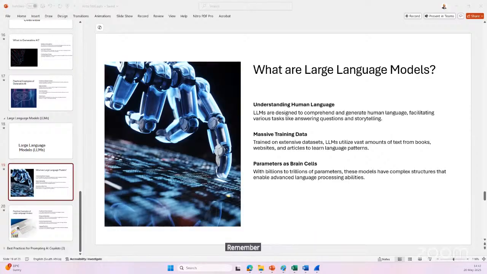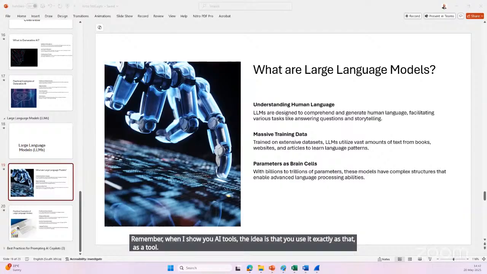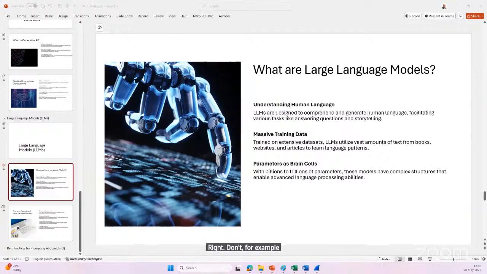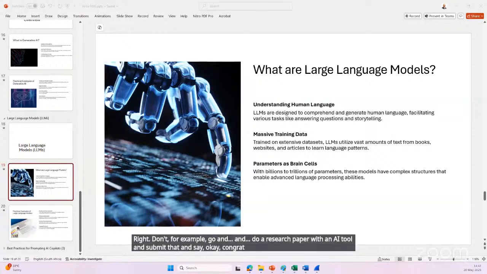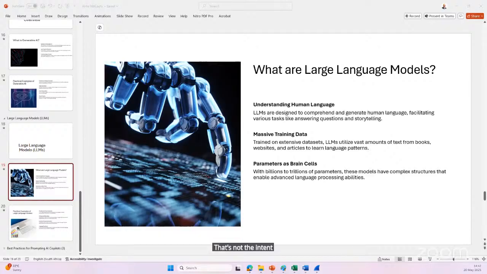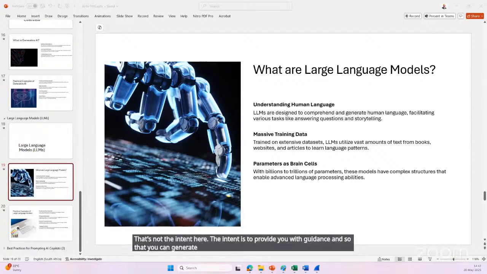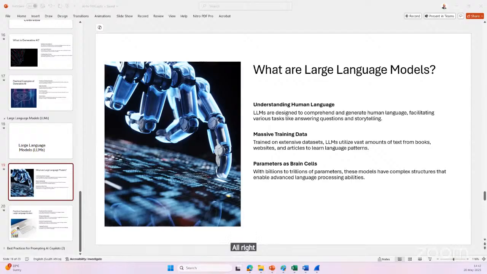Remember, when I show you AI tools, the idea is that you use it exactly as that, as a tool. Don't, for example, go and do a research paper with an AI tool, submit that and say, congratulations, I did the research. It's not the intent here. The intent is to provide you with guidance so that you can generate understanding. All right, so yes, I will try my best to share some of these links and some of the tools that I'm highlighting.